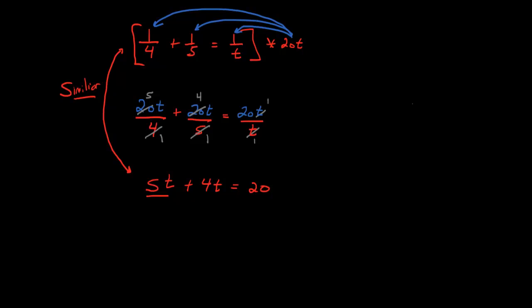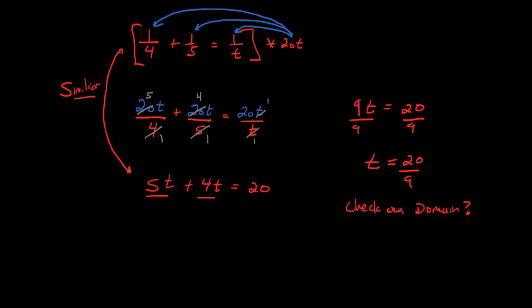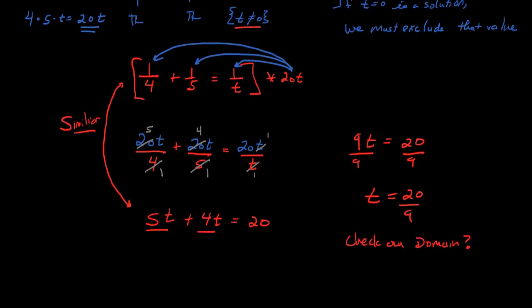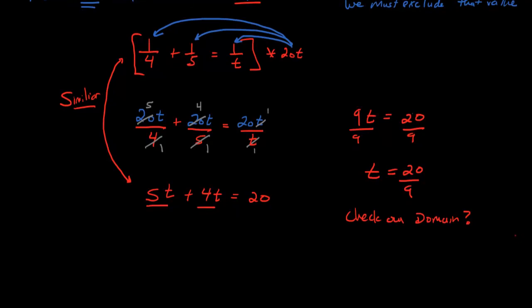So now since we have 5t plus 4t, this will give us a value of 9t equals a value of 20, and divide both sides by 9, and we would get t equals 20/9. And then we have to check our original domain, check the domain of the problem. And remember, our domain of the problem was that t cannot equal 0. And by us getting a value of 20/9, we know that it's not 0, so that is a sufficient answer. Let's go ahead and try another example question.